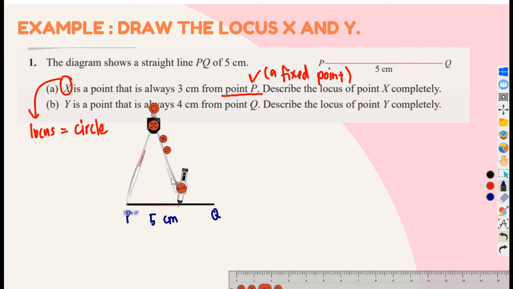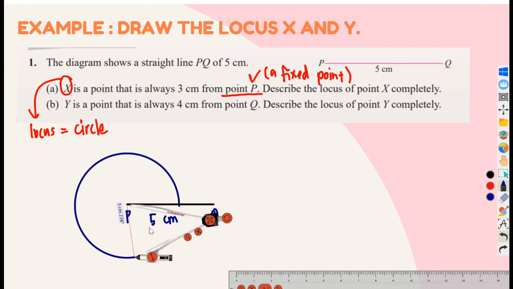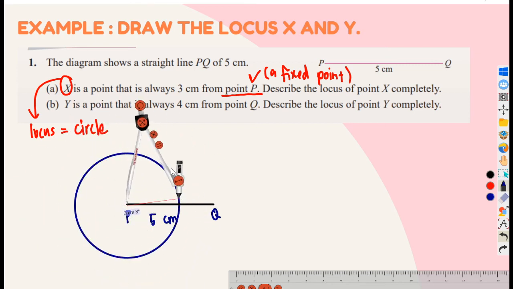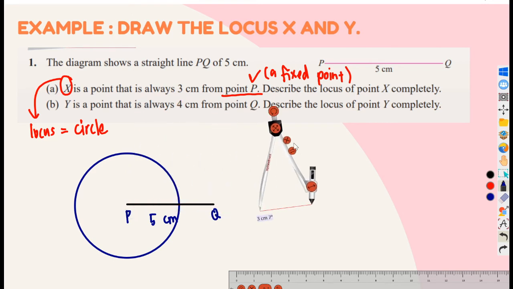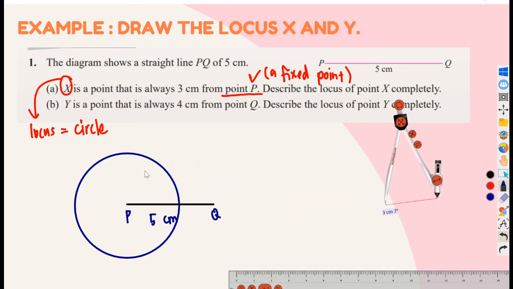So now we want to draw a circle. This is the circle that we draw. This one is the locus. Next we want to label. You must label this one as locus X. So easy.